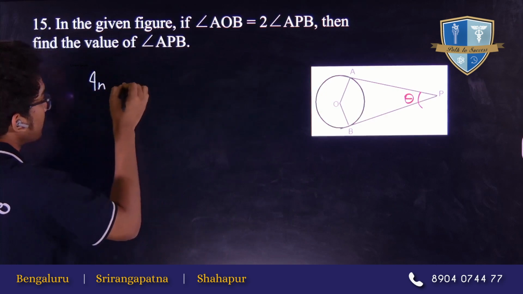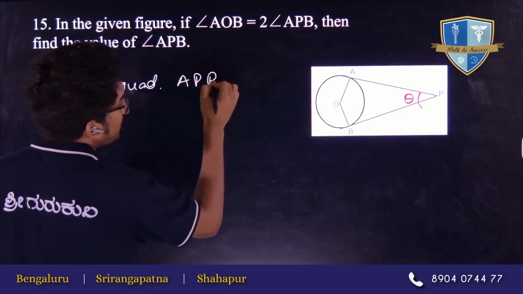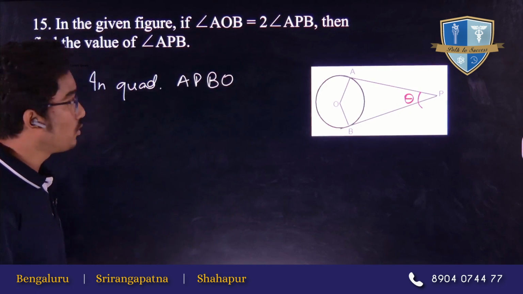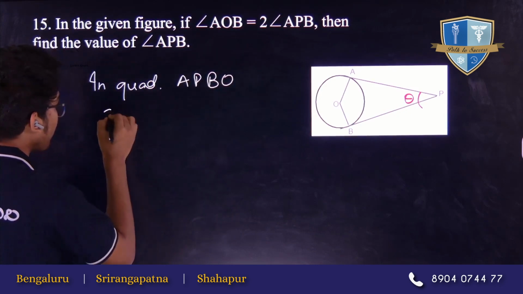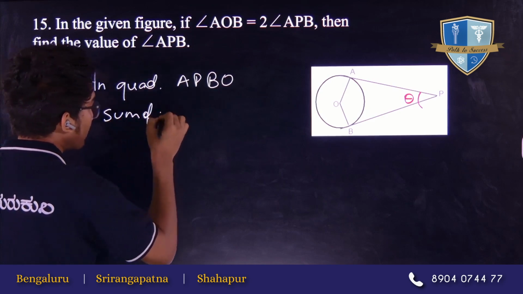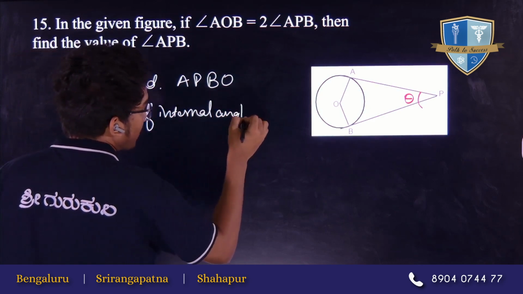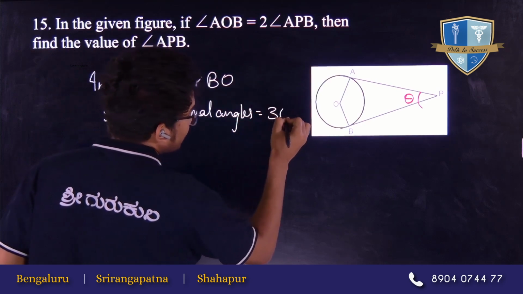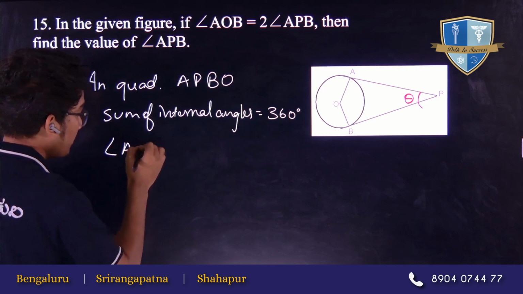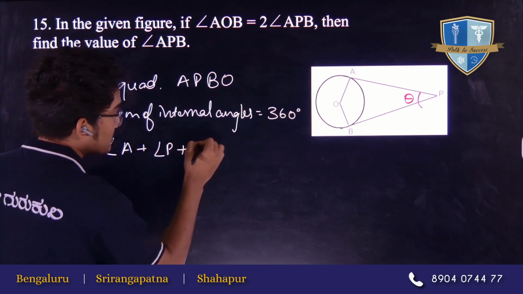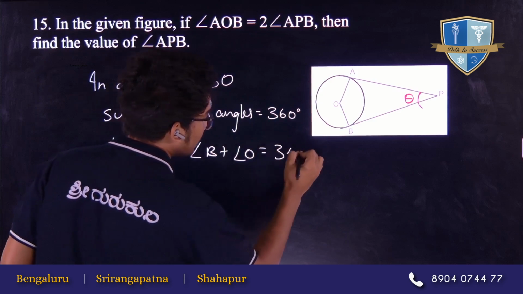In quadrilateral APBO, the sum of internal angles will be 360 degrees. Okay, so angle A plus angle P plus angle B plus angle O will be equal to 360 degrees.